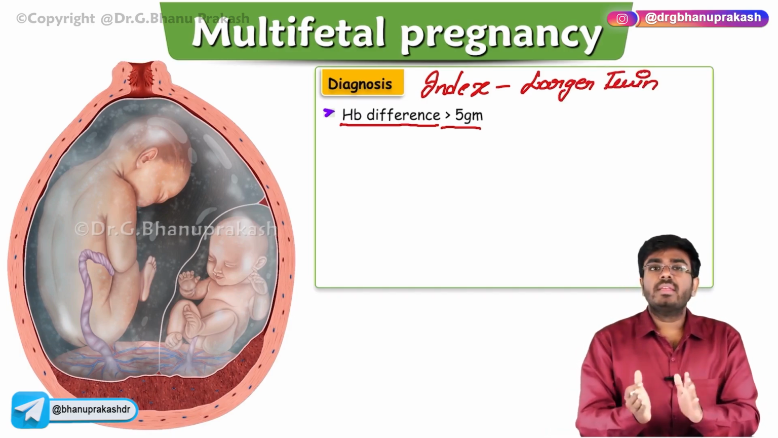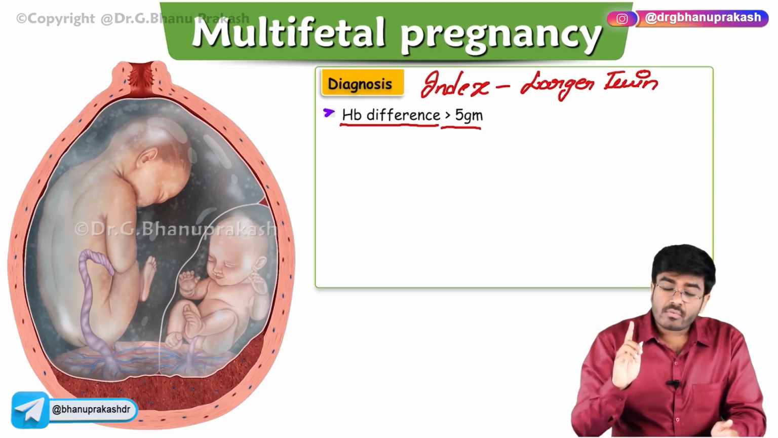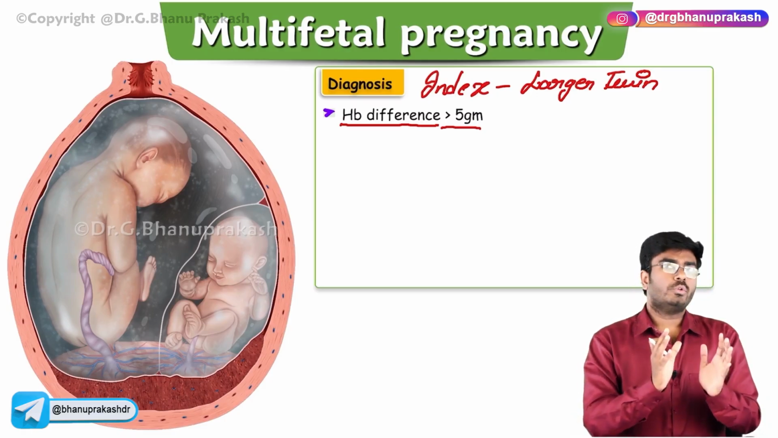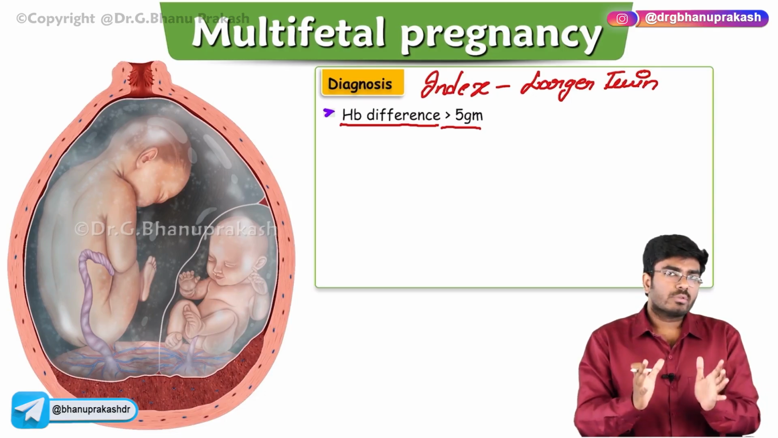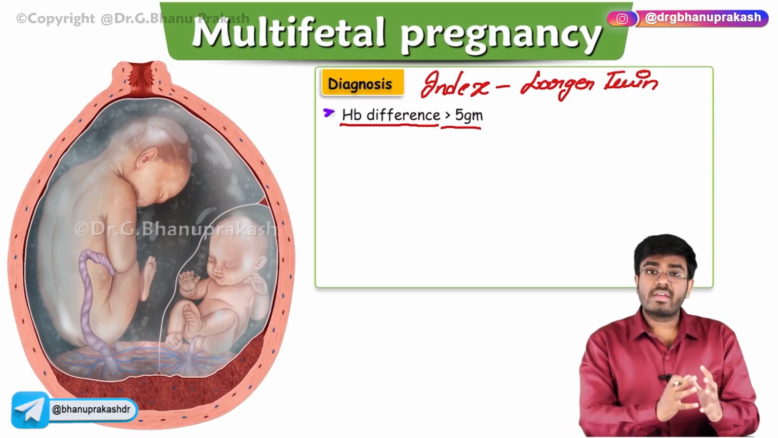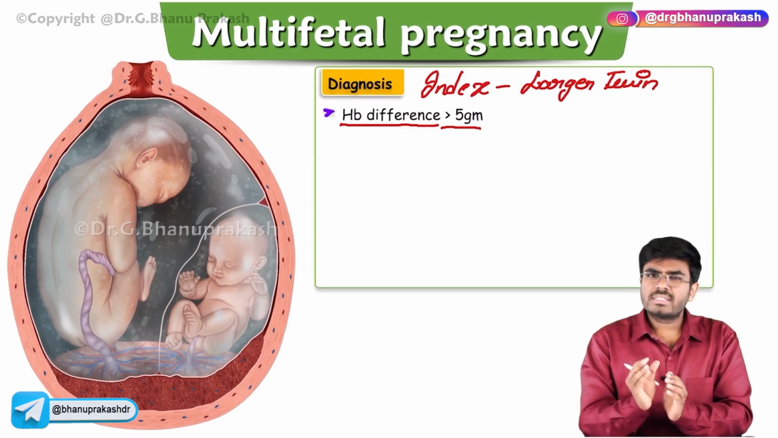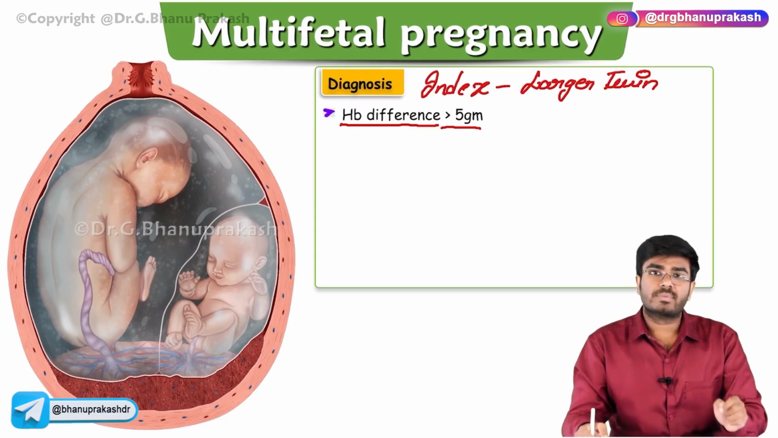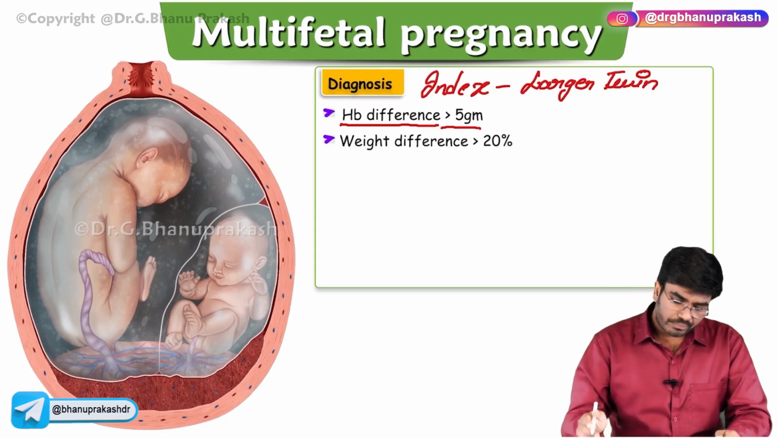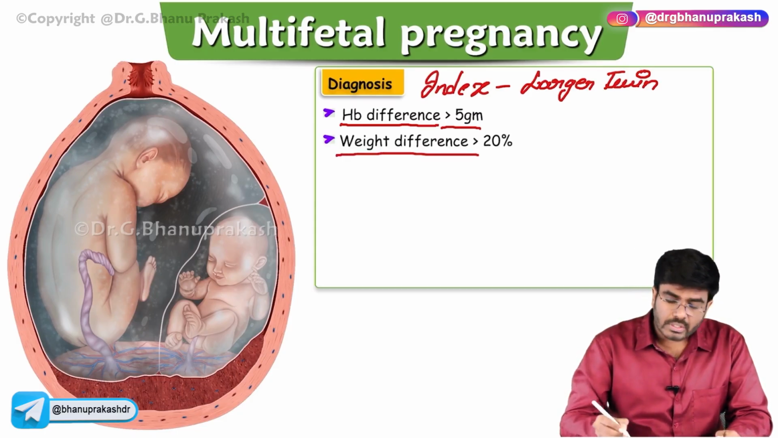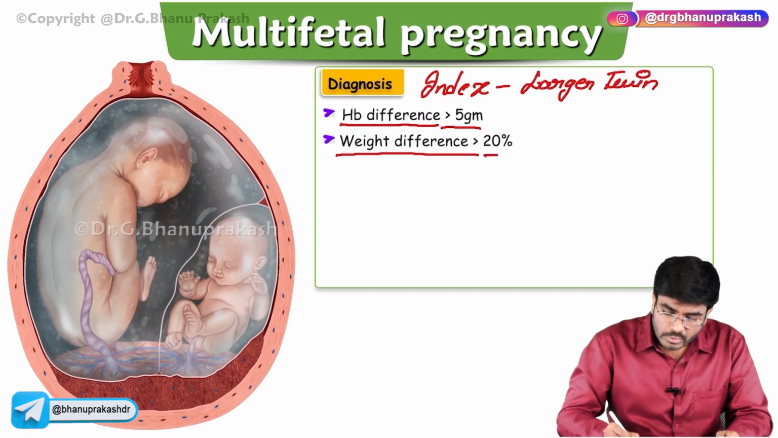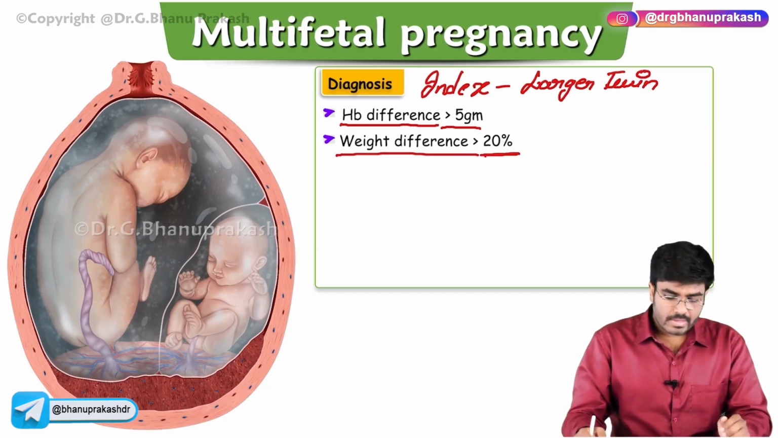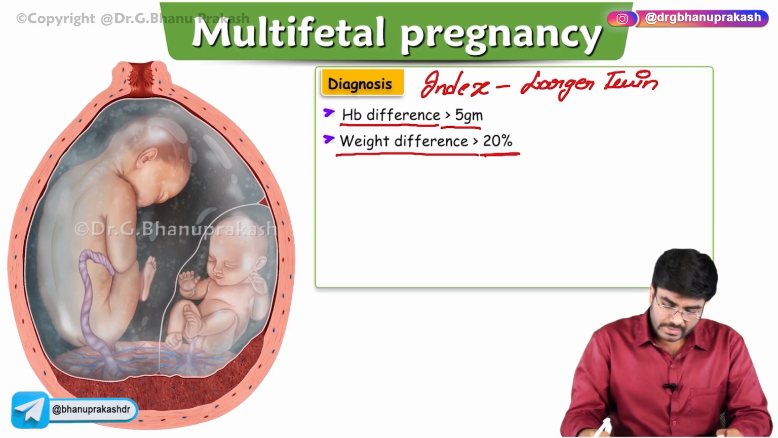If the difference between the two twins is more than 5 grams, you are now diagnosing that this is twin transfusion syndrome. One baby is having a lot of hemoglobin, the other baby is having very little hemoglobin. The difference between the two twins is more than 5 grams per dL. Okay. Now, weight difference. The weight difference between the two twins is more than 20%. Yes, it can also be used for the diagnosis.